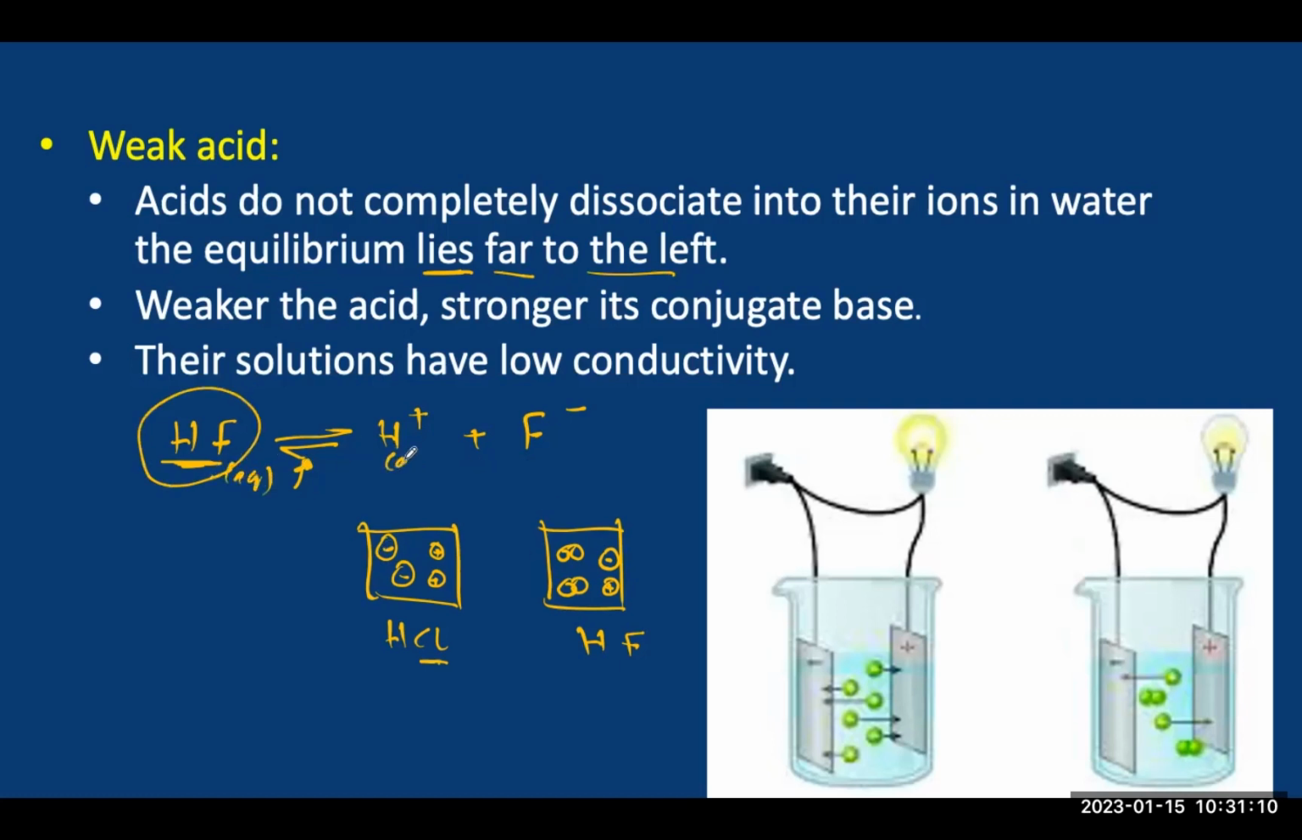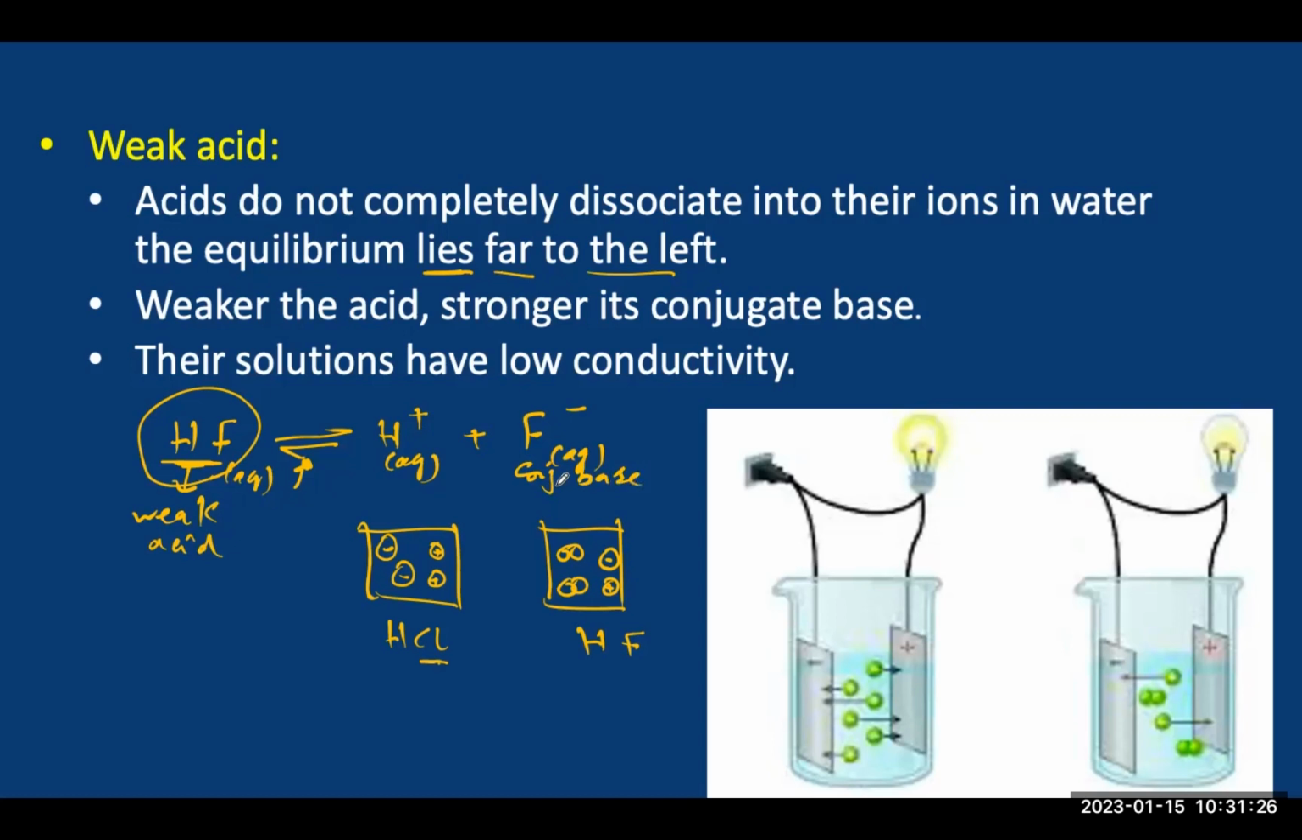Okay, so why do we have a reverse reaction here? We didn't have it in the strong acid, and the strong acid didn't perform the reverse reaction. Why will this one perform a reverse reaction? This is a weak acid, and this is the conjugate base of the weak acid.